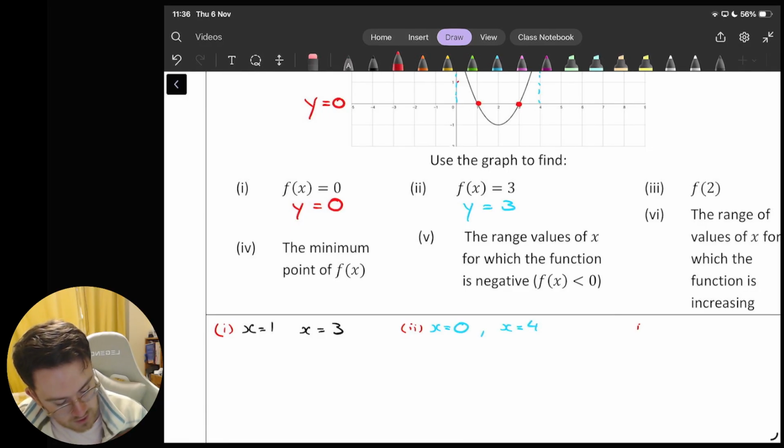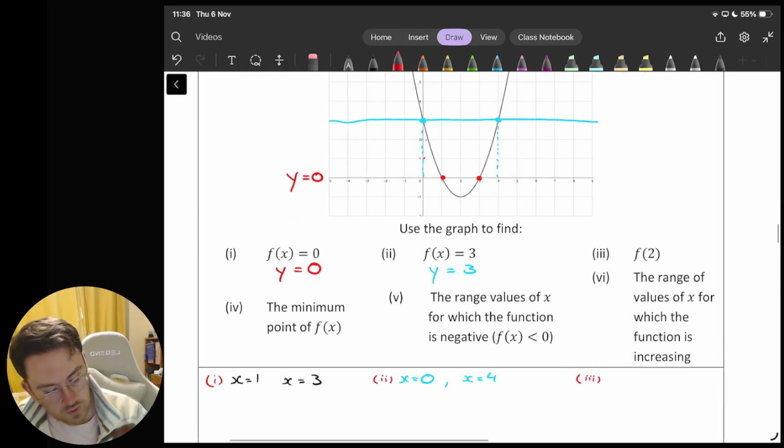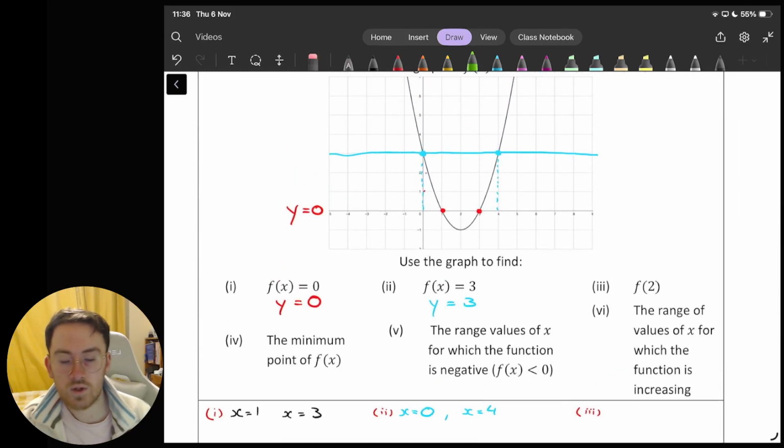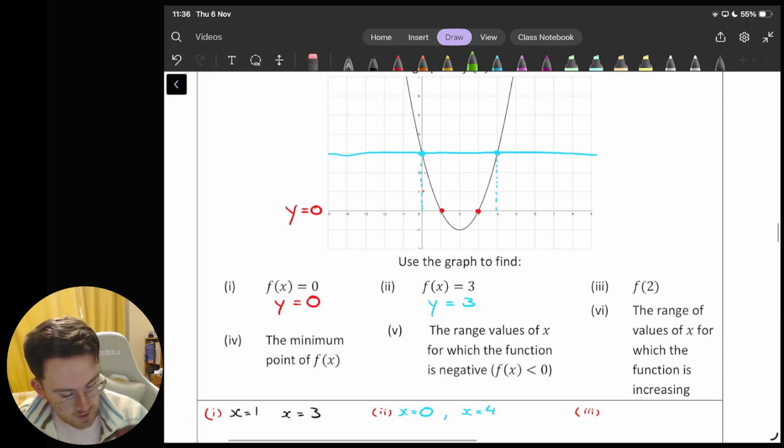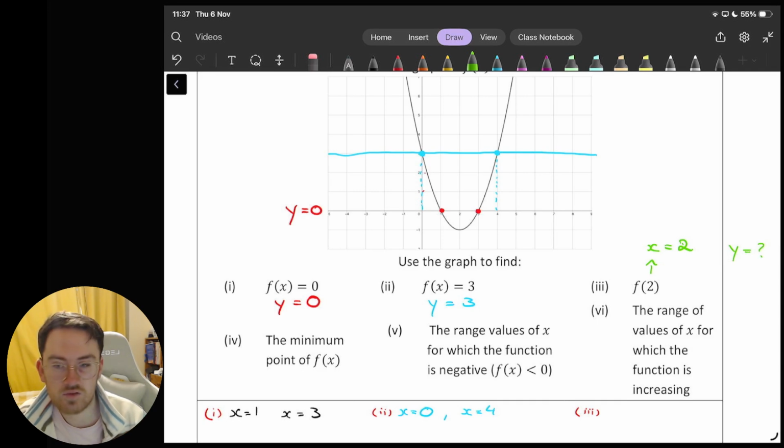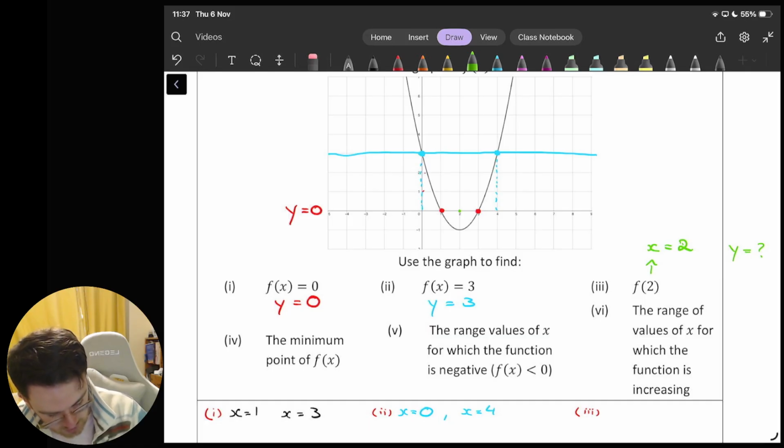Let's do the third part here, f of 2. So here we need to, again, first of all, work out what it is that they've told us here. This 2 is in the place that x usually is. So they're telling us here that x is 2, which means we are looking for y this time. So let's go to where x is 2, which is here.